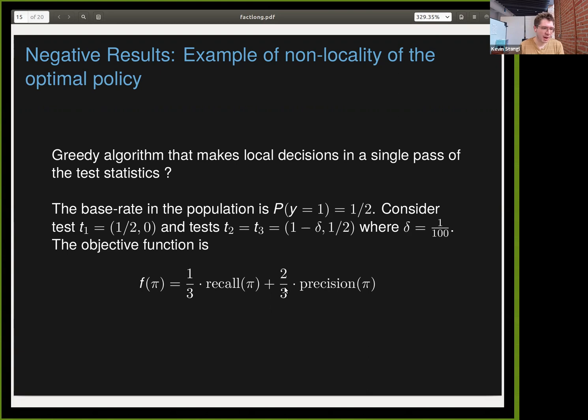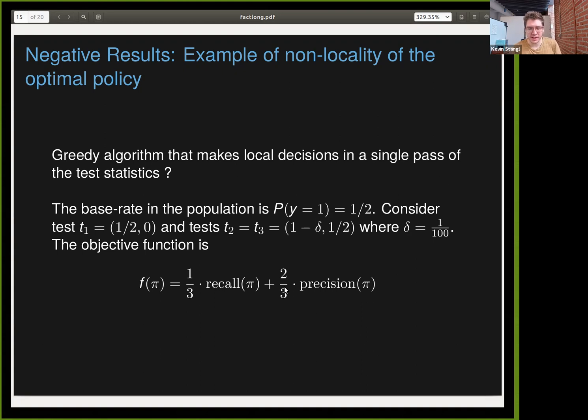If you just have one copy of test 1 and test 2, with this function, you're going to just use test 1. But then as you get more copies of test 2, so test 2, test 3, test 4, they're all copies of test 2, you're going to prefer those because they'll filter out all the negatives quite quickly and keep the positives there because delta is small. That gives you high precision while keeping the higher recall.